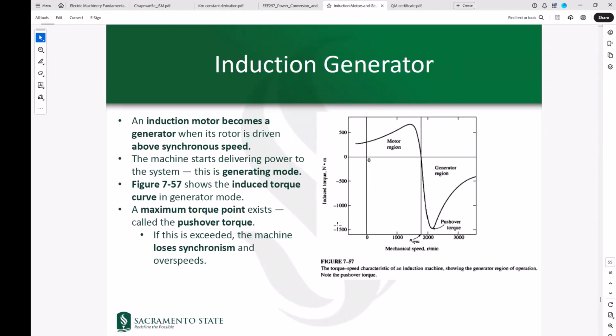A few words on induction generators. An induction motor becomes a generator when you are operating the machine above the synchronous speed. So if your prime mover is working above the synchronous speed, you would be able to generate power.